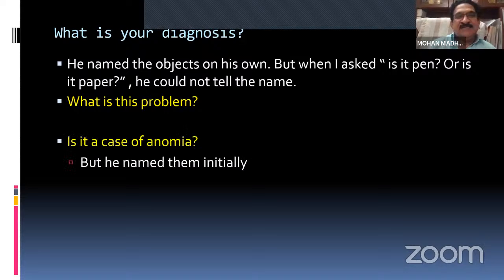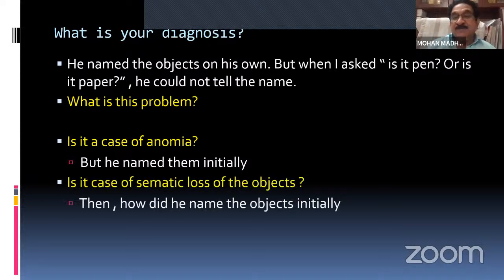So, let's see whether this is a case of anomia. But no, he named them initially, so it's not a problem of anomia. Is it a case of semantic loss of objects? Then how did he name the objects initially if there's semantic loss? Semantic loss means he does not have the memory of that object at all. The brain is devoid of that object's memory.